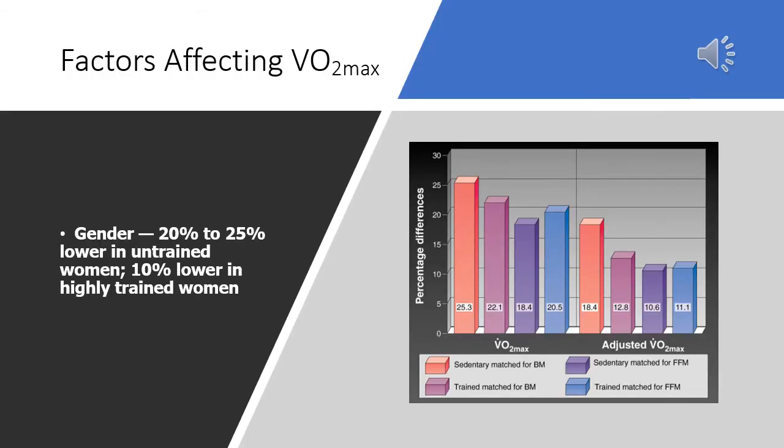Next factor to consider that affects VO2 max is gender. So when we look at the untrained population, women generally tend to have a 20 to 25% lower VO2 max than males. However, when we look at the trained population, that difference narrows down to about 10%. Part of the reason that we see that big difference is because the VO2 max, remember, is the max amount of oxygen you can take in and use.